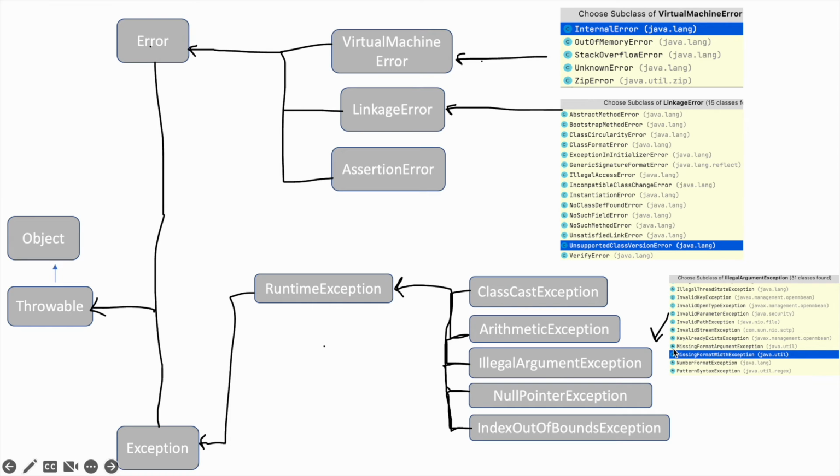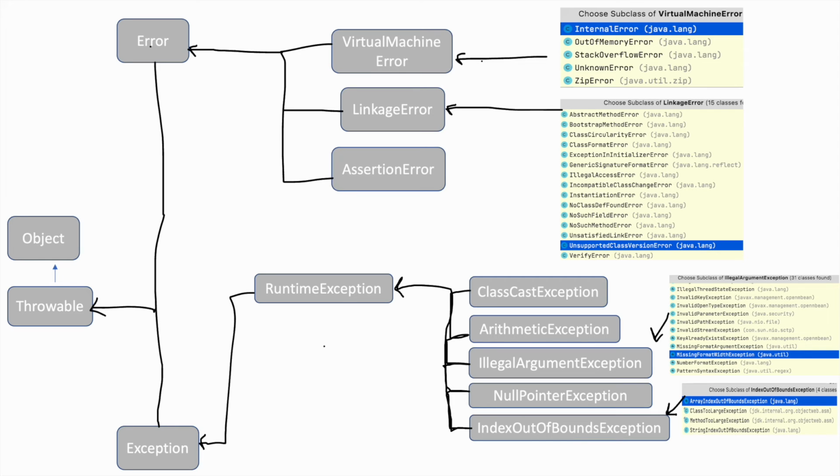NullPointerException. If an object is pointing to a null reference and we perform operations on that null reference, at that time we will get NullPointerException. Next is IndexOutOfBoundsException. It has around 4 subclasses in Java, that are ArrayIndexOutOfBoundsException, ClassTooLargeException, MethodTooLargeException, StringIndexOutOfBoundsException. These are all the subclasses of IndexOutOfBoundsException.